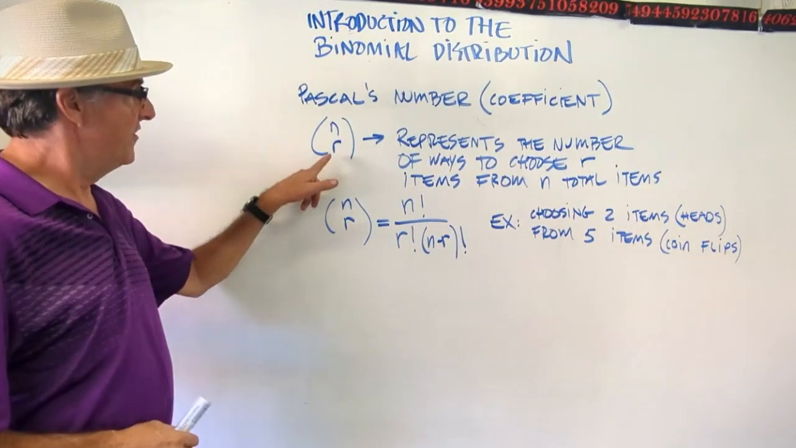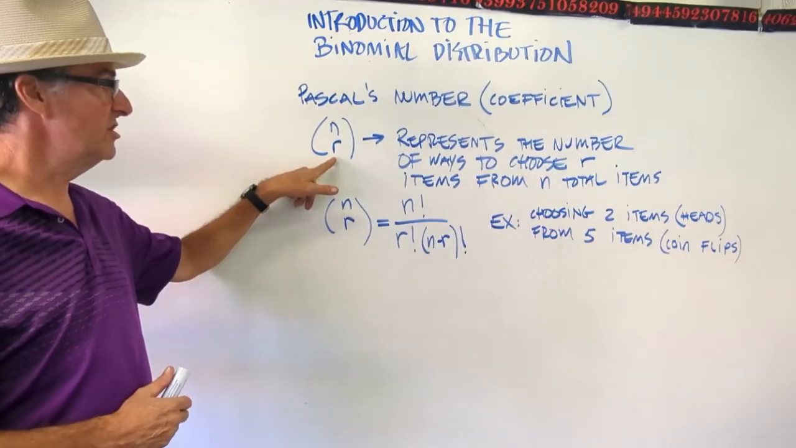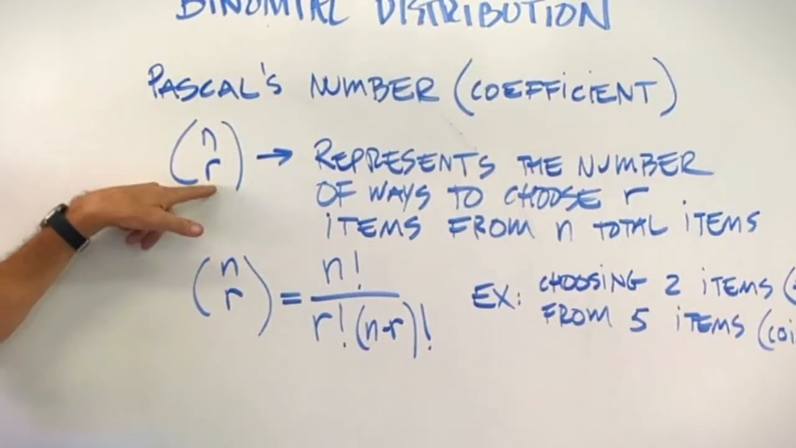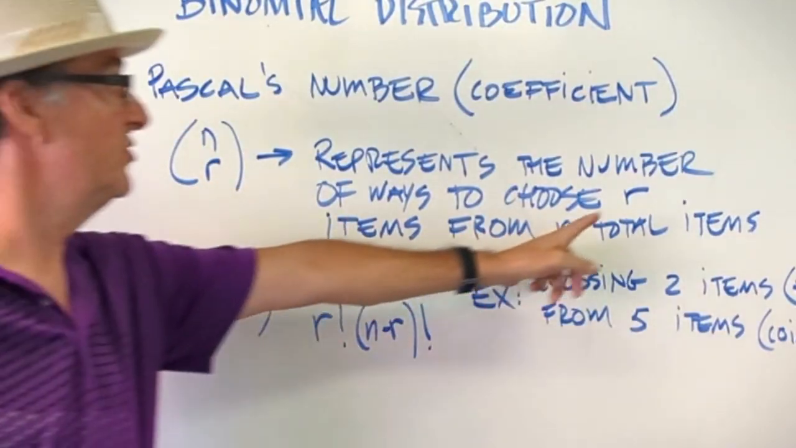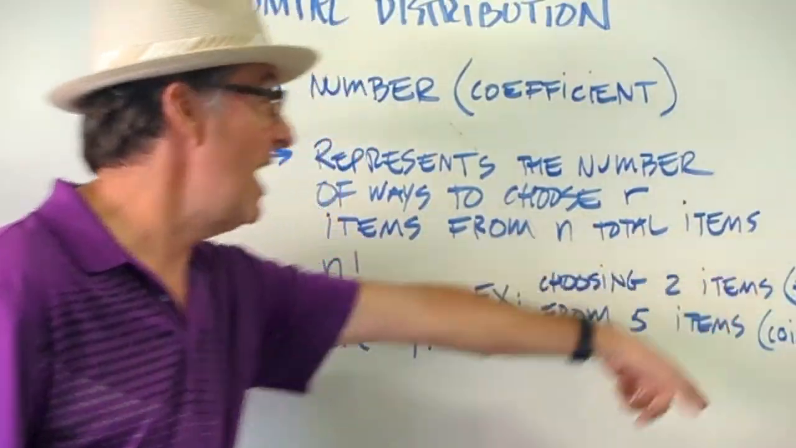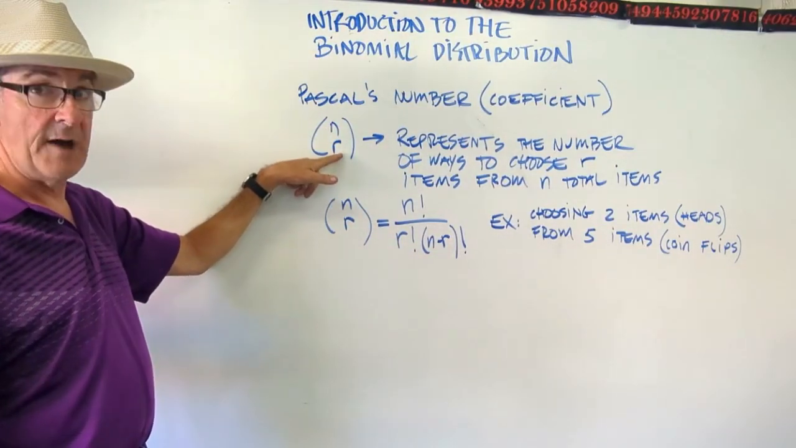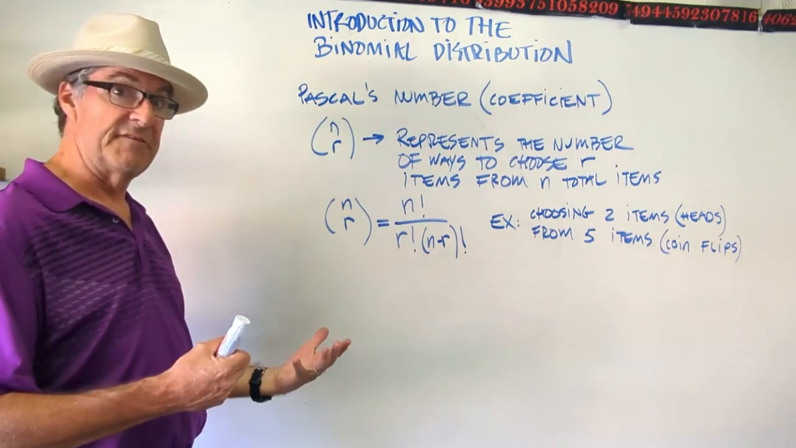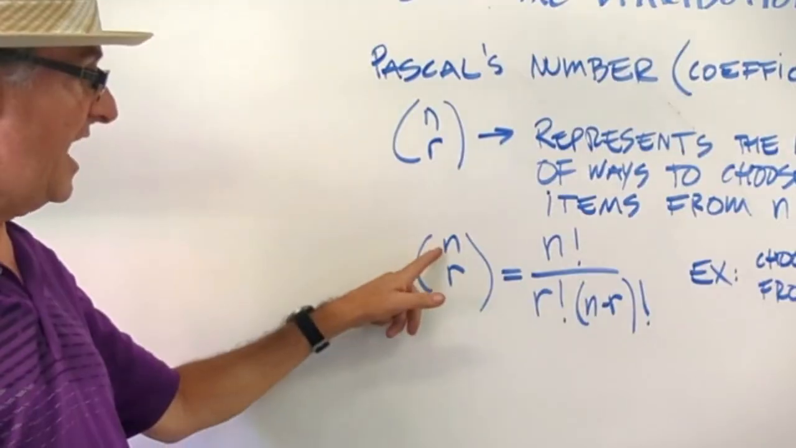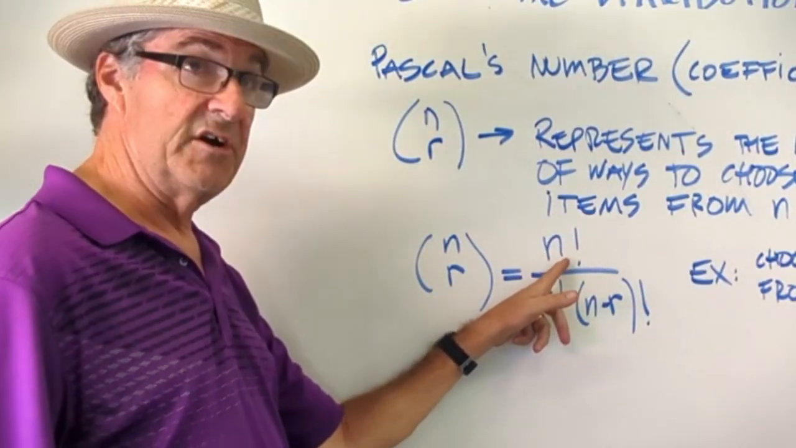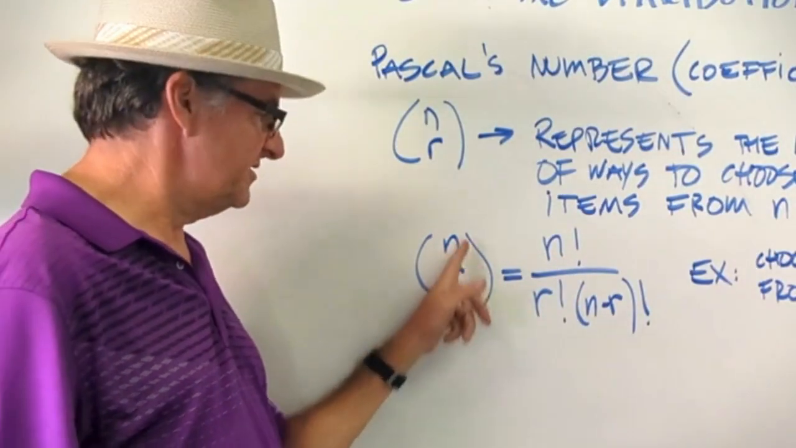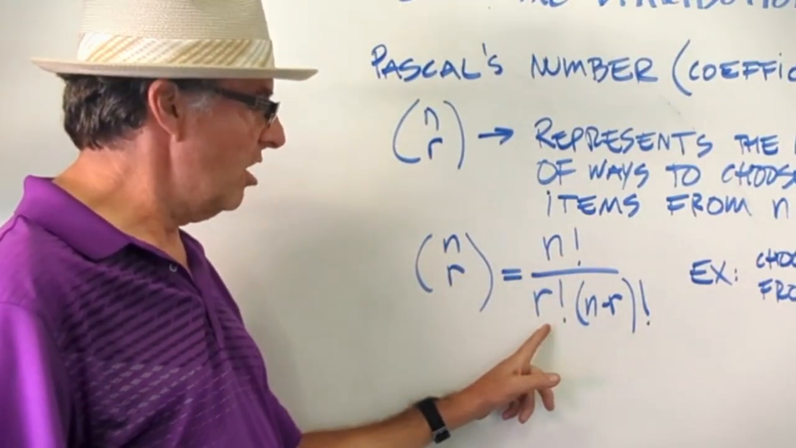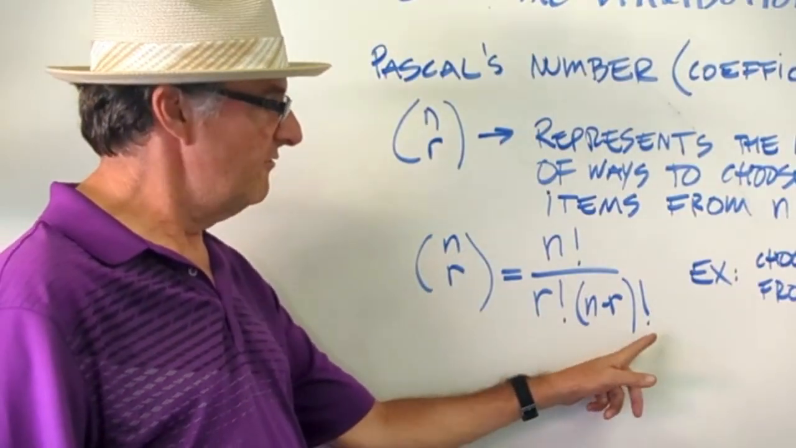So, check this out. This is a combinatorics notation. We're talking about combinations of things. So when you put n over r, it represents the number of ways to choose r items from n total items. So how many ways can we choose r items from n total items? And we have a nice formula for this, and it's not super complicated. This is our combinatorics notation: n choose r is going to be n factorial over r factorial times n minus r factorial.